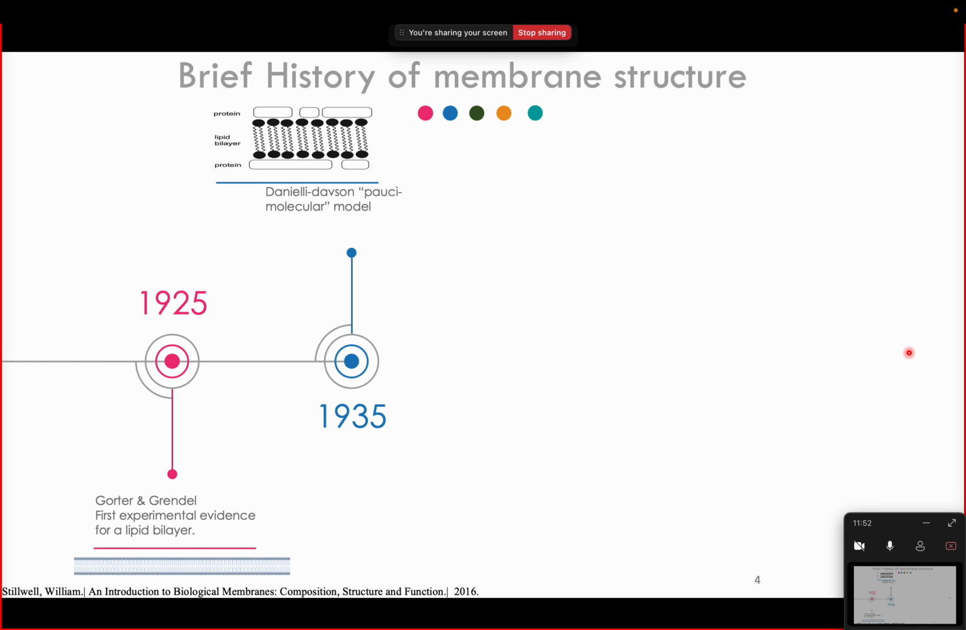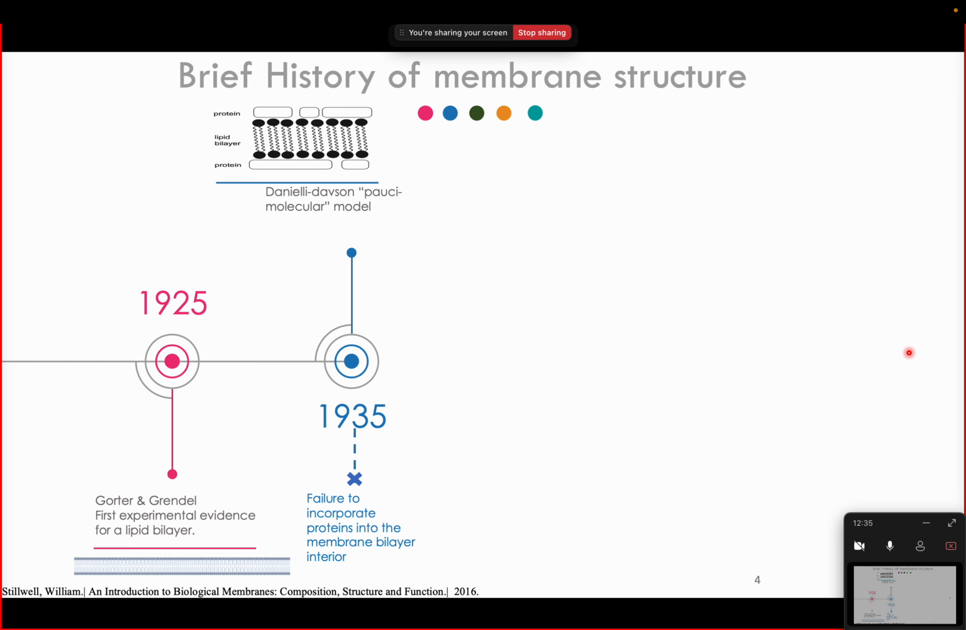Okay, then next 10 years down the line, the Davson-Danielli model came into play. Though, as Gorter and Grendel said, it is a lipid bilayer, they said that because the transportation of small polar molecules across the membrane is not possible, there have to be some proteins, right? So they described the model as the paucimolecular model. They basically said that though the lipid bilayer is there, proteins are present on the heads of the lipid molecules.